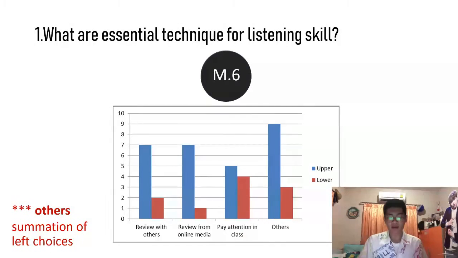And from M6, differently from the others, the upper students tend to pay less attention in class, but review with others and from online media equally. The lower students tend to pay attention in class the most, followed by reviewing with others and then online media. Maybe because they will go to university, they have to tutor for their entrance exam and university exam, so they pay less attention in class.